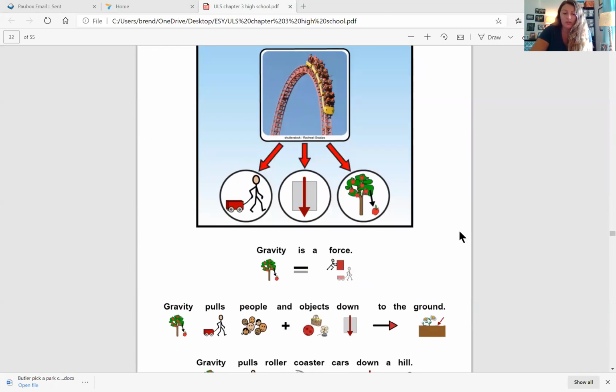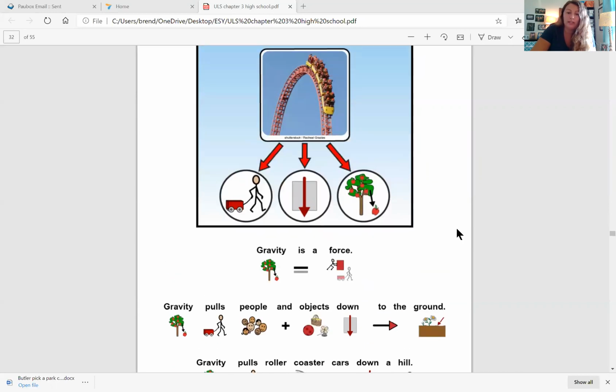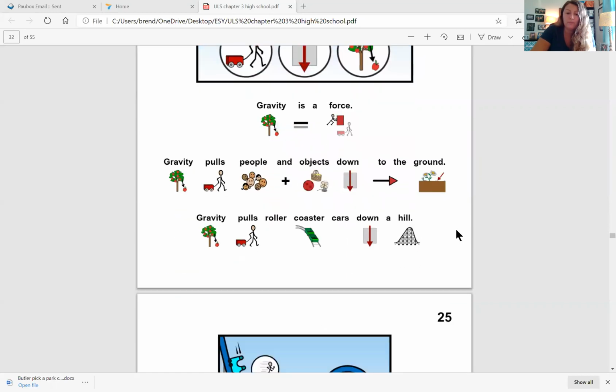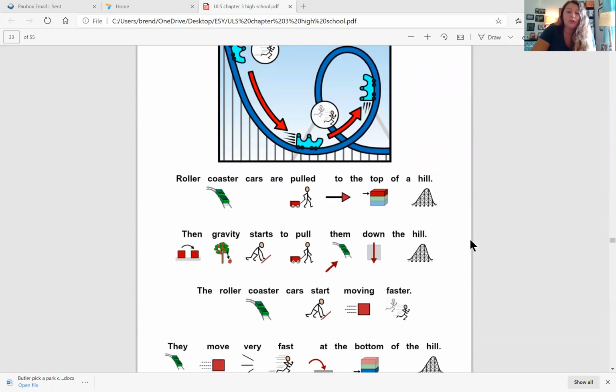Gravity is a force. Gravity pulls people and objects down to the ground. Gravity pulls roller coaster cars down a hill, right? So that's what we were just talking about. Roller coaster cars are pulled to the top of a hill. Then gravity starts to pull them down the hill. The roller coaster cars start moving faster. They move very fast at the bottom of the hill.